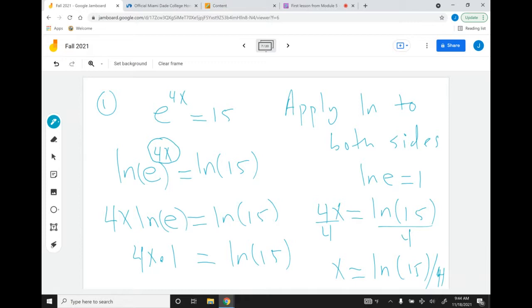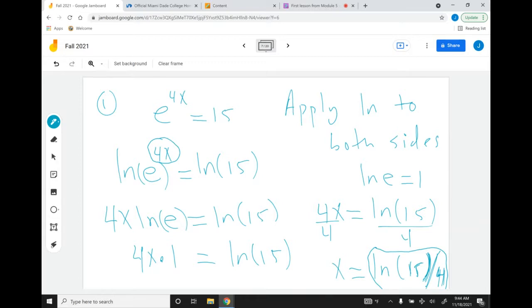Now, if the problem says provide the exact answer, then this is the exact answer. Just leave it like that. Write ln of 15, don't forget to close the parentheses, because if you don't close the parentheses and you press the division sign, the calculator is going to do ln of 15 divided by 4 inside, and that's not what you want. You want ln of 15, close the parentheses, divided by 4. If the problem says to approximate the answer to the nearest hundredth or thousandth or whatever it is.